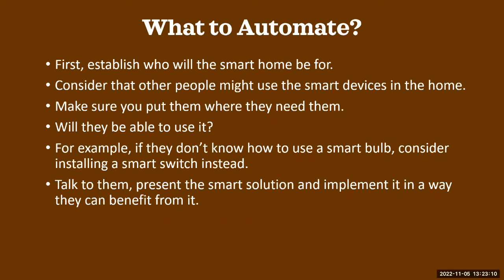So now we want to talk about what to automate. First, establish who the smart home will be for. Consider that other people might use the smart devices in your home. Make sure you put them where they need them. Will they be able to use it? For example, if they don't know how to use a smart bulb, consider installing a smart switch instead. Talk to them, present the smart solution, and implement it in a way they can benefit from it.